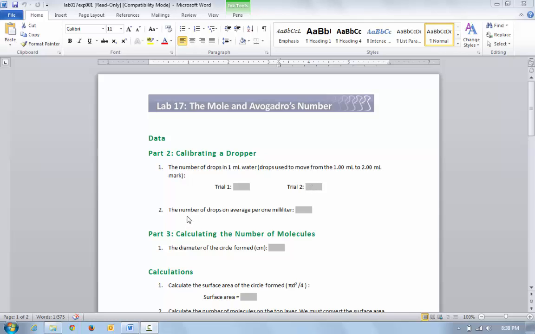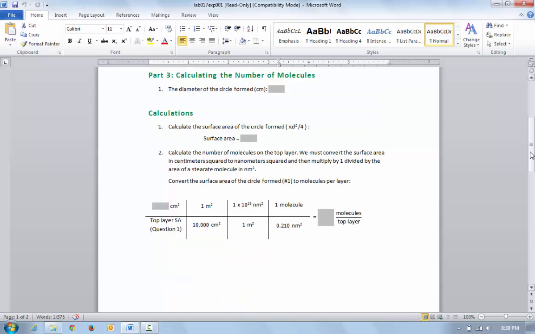Then on number 2, it asks for the average per 1 milliliter. So you're going to take those two, add them up, and divide by 2 to get the average. The next spot is where you're going to put the diameter of the circle that's formed, that you measured in centimeters, and that's going to go in this gray spot right here. Then we're going to continue onward, and you need to calculate the surface area and put it in here.